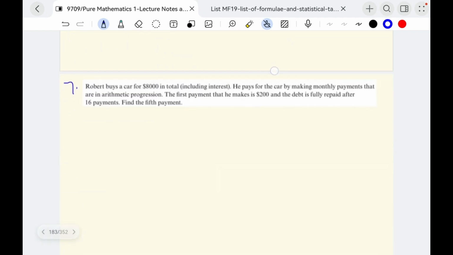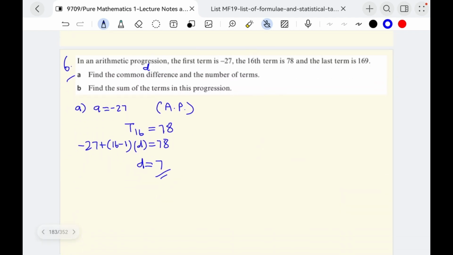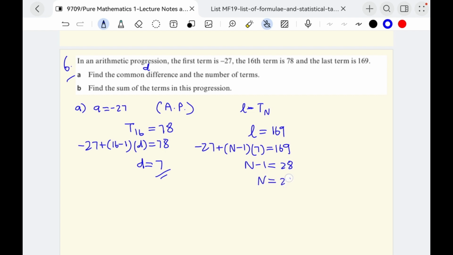Now, find the number of terms. So what is the number of terms? Write L equals 169, because 169 is the last term and I want to find the n. So let L equal T of bigger N. Now we are going to find the bigger N over here: first term plus bigger N minus 1 times the common difference of 7 that was found just now. Now let's look for N. So the N is 29. Okay?